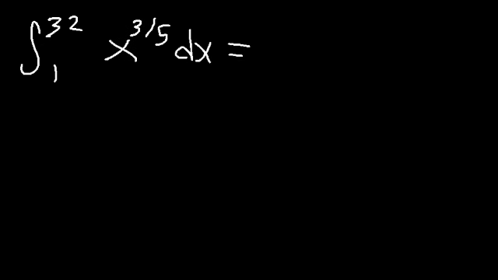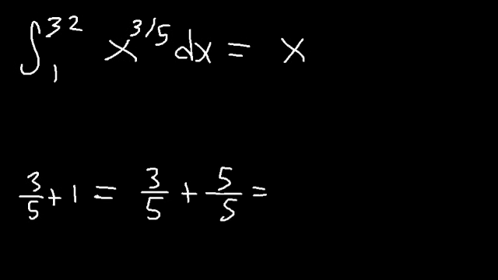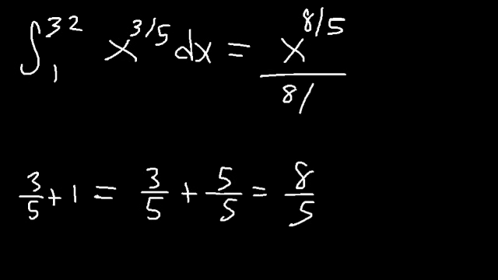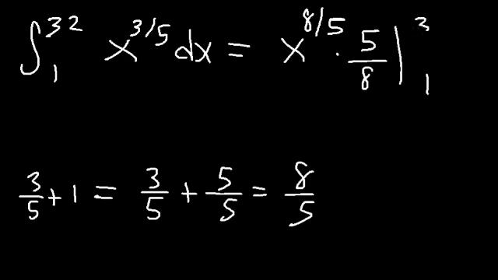Alright, try this one. What is the antiderivative from 1 to 32 of x to the 3 over 5 dx? So we need to add 1 to the exponent. So 3 over 5 plus 1 is basically 3 over 5 plus 5 over 5, which is 8 over 5. So this is x raised to the 8 over 5. Now instead of dividing it by 8 over 5, we can multiply it by 5 over 8. And this is going to be evaluated from 1 to 32.